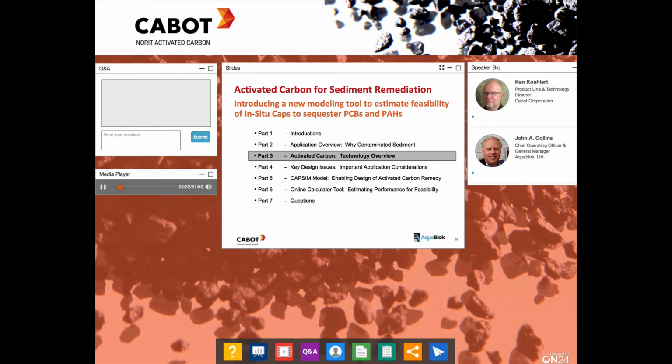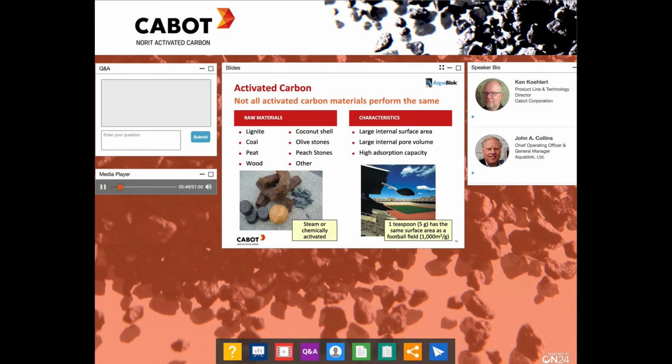Now we'll cover an overview of activated carbon technology and cover some important points for practitioners to consider when choosing an activated carbon type for such projects. Activated carbon is a highly porous carbonaceous material. It has a very high internal surface area. If one were to flatten out the surface area from all of the pores in 1 teaspoon of activated carbon, it would cover a football field. This is an indication of its high adsorptive capacity.